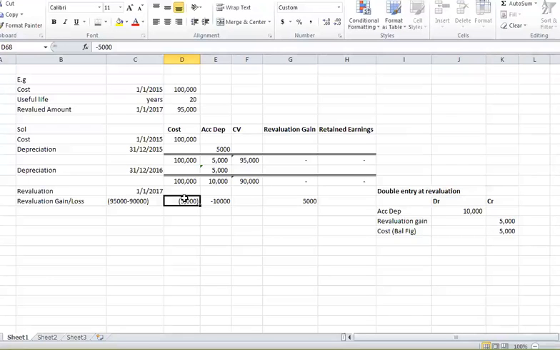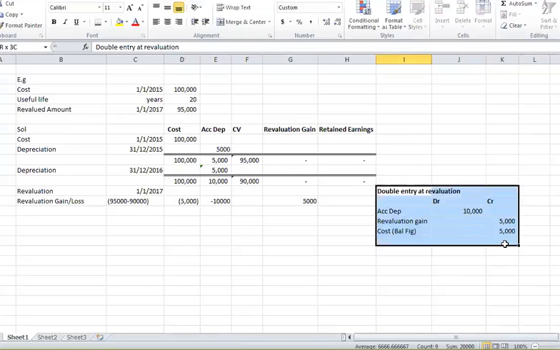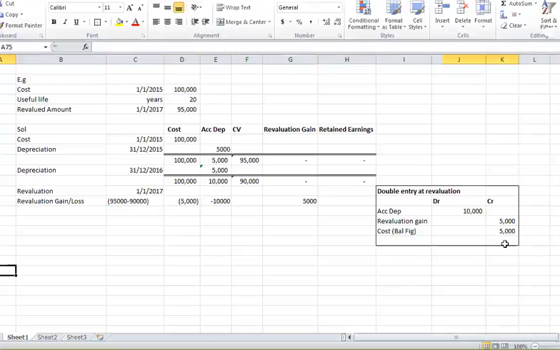Students, if you have any confusion, you can ask. Are you able to understand this double entry? Please tell me right now. Are you able to understand this double entry? Yes or no? Everyone?